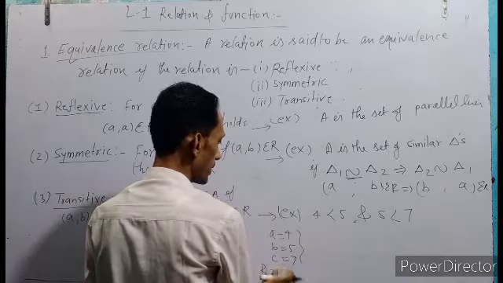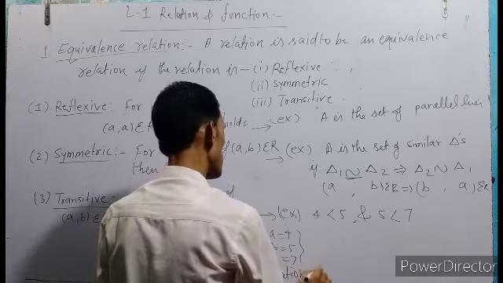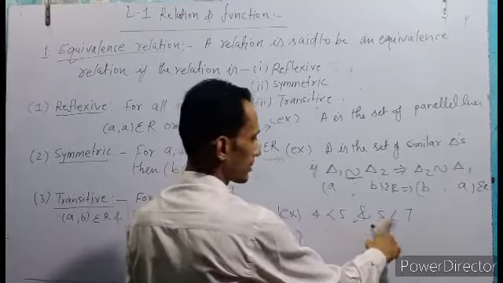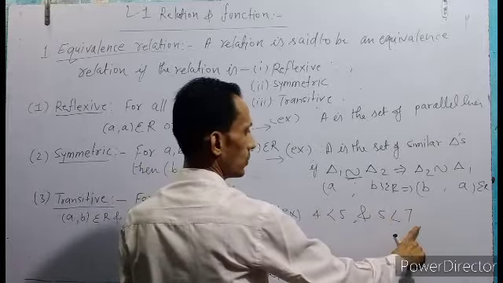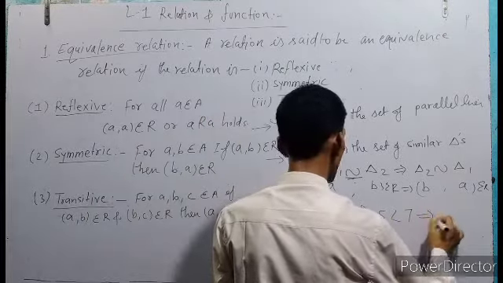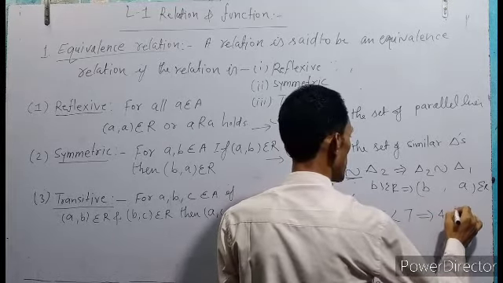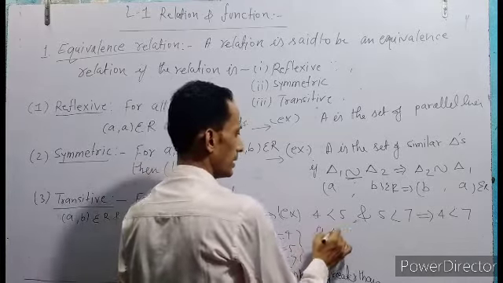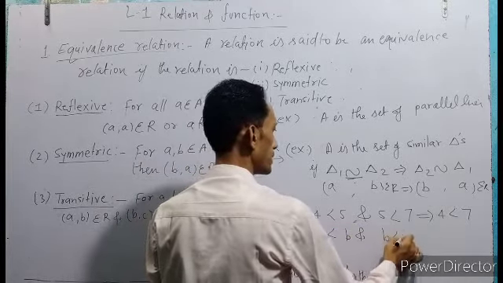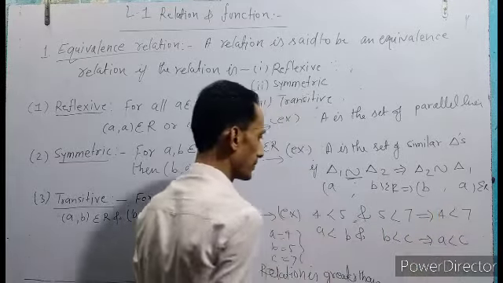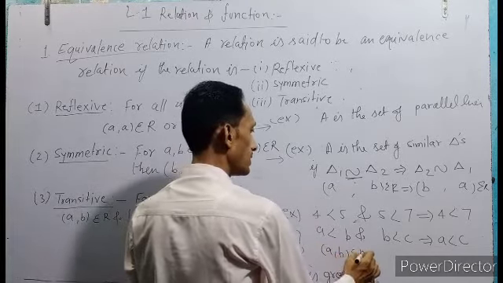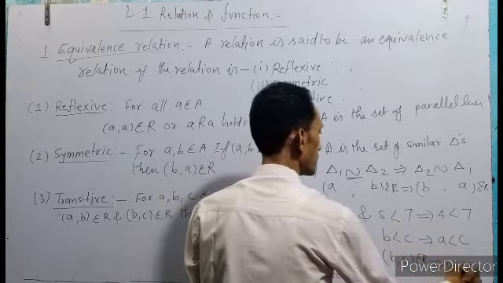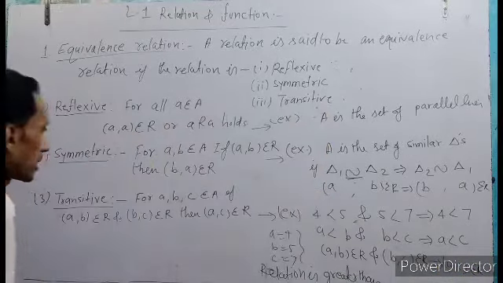The relation is greater than. 5 is greater than 4 and 7 is greater than 5. So what can we say? It implies that 7 is greater than 4 also. You can see that a less than b and b less than c implies that a less than c. In ordered pairs we can say (a, b) belongs to R and (b, c) belongs to R, implies that (a, c) belongs to R. That is the example of a transitive relation.